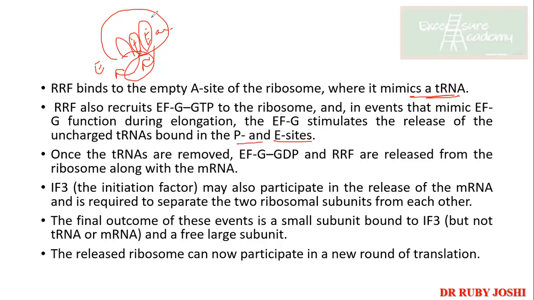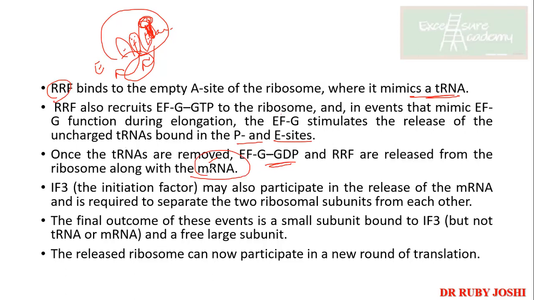To do this work, EFG comes and binds here. Upon GTP hydrolysis, it opens up like this. Because of this opening, the tRNA in the A site goes to P, and the one in P goes to A. So the same thing is going to happen here also, because here the RRF is going to act as a tRNA. Now, once the tRNAs are removed, there is EFG-GDP, because hydrolysis has happened, and RRF. They will get released from the ribosome along with the mRNA.